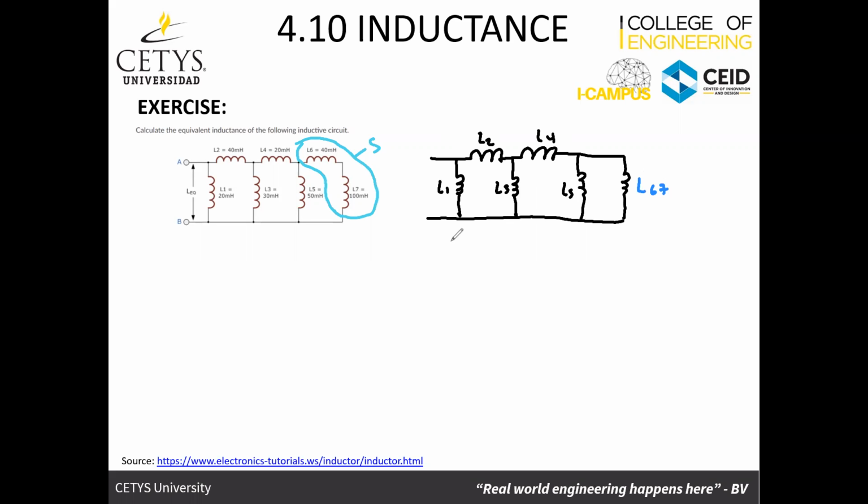So L67 is going to be that series combination, which is going to be L6 plus L7. I'm going to leave it in henries just to make it quicker. This is going to be 140, correct? And so the next two are going to be in parallel.